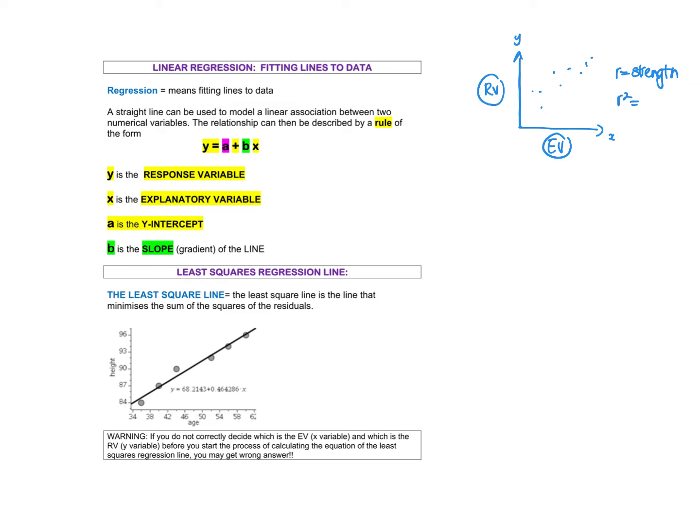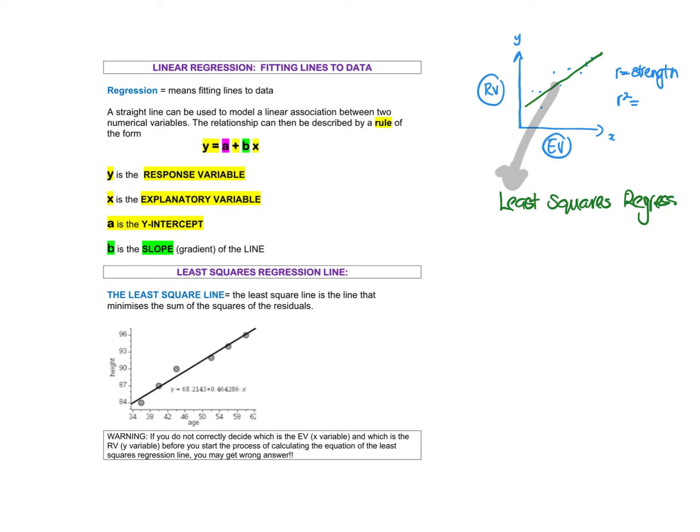So now what we're going to do is fit something like a line of best fit. We're going to find that line and the equation of that line. That line is called the least squares regression line, so you might write that down. That's what they're going to refer to it as.